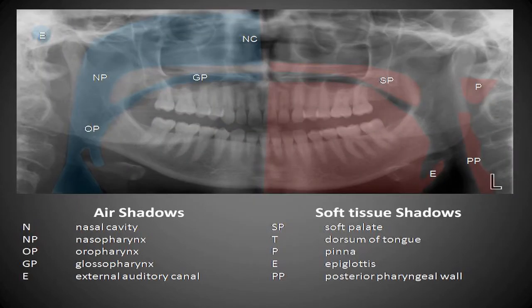Then you have something called air shadows. We all know that in the entire head and neck region, we have a lot of air spaces, starting from the airspace that is within the oropharynx and the maxillary sinus and the various sinuses and cavities that are there. We have a lot of empty airspace structures, which will be shown as a shadow in the orthopantomograph. In air shadows, you have the nasal cavity, and you have the nasopharynx, and you have the oropharynx, and you have the glossopharynx, and you have the external auditory canal.